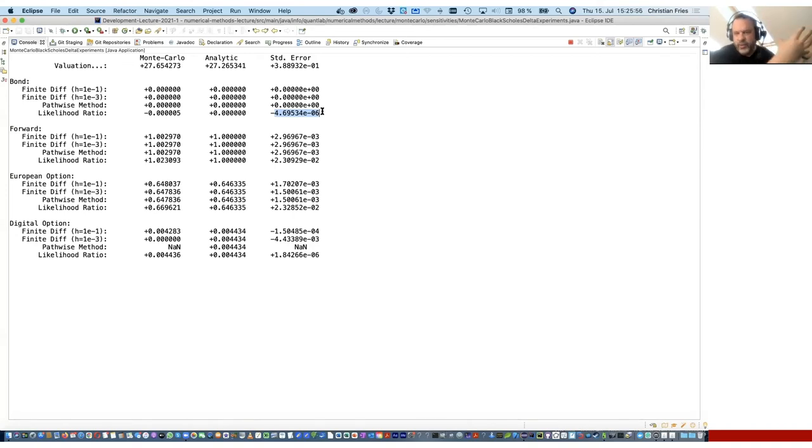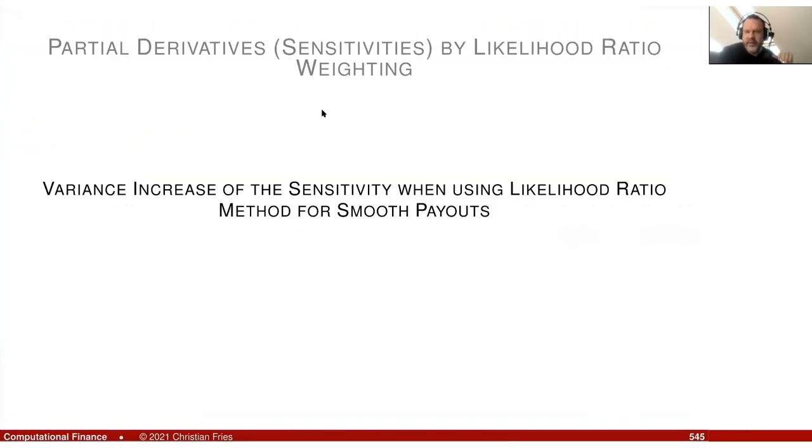So this method is a little bit dual. It works good in the discontinuous setup, but it doesn't work so good in the smooth setup. So there is a variance increase when you compare it to the pathwise method or finite differences. Where do you use the likelihood ratio method for smooth payouts? And why is that? Okay, can we understand that?